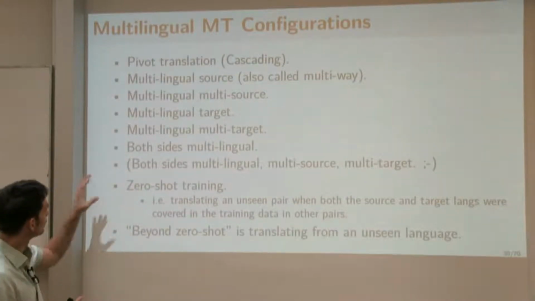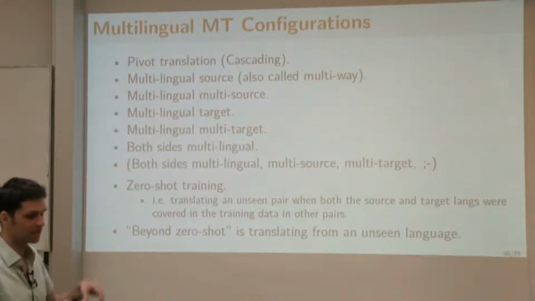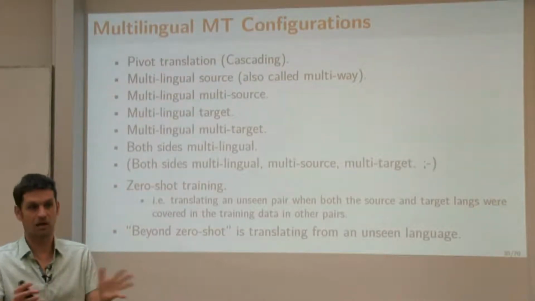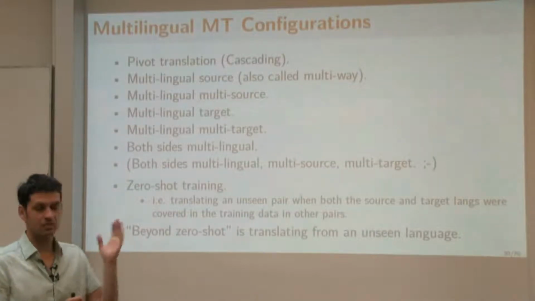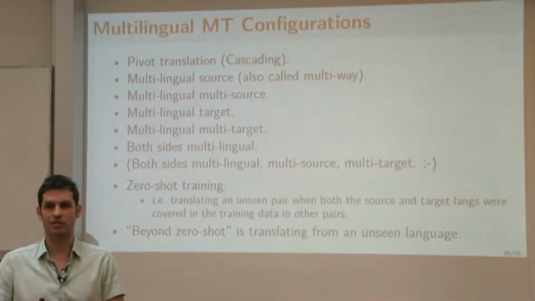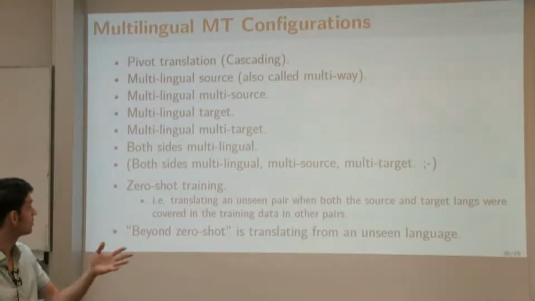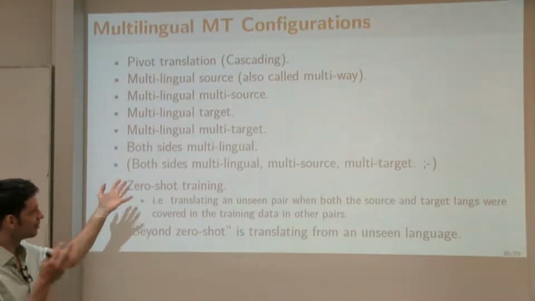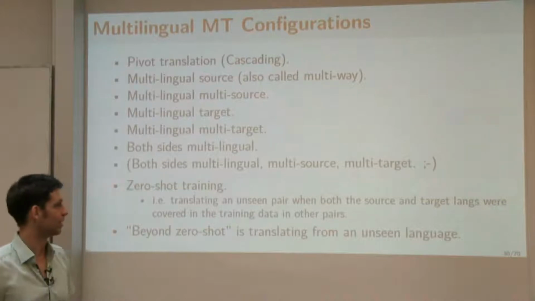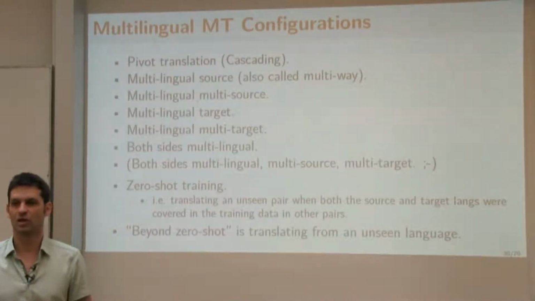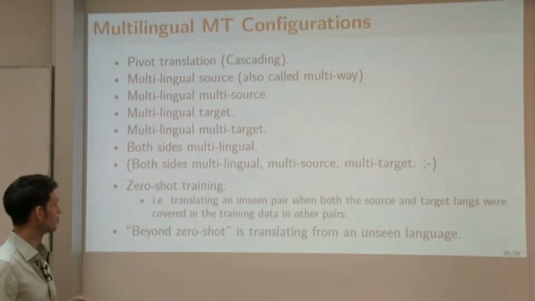And you can do the same setup on the target side. Either you are training your system to be able to produce many target languages, or you are expecting it to produce many target languages at once. So there will be multilingual, multi-target. And you can obviously go for both sides, multilingual, multi-source and multi-target. There is one more term which is good to know, that's called zero-shot training.